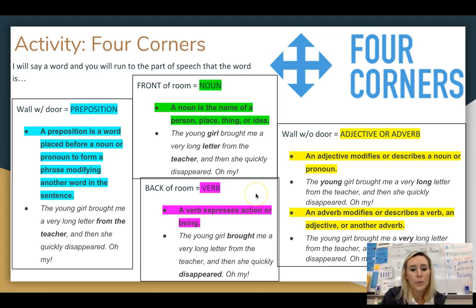All right, verbs are pretty easy. A verb expresses an action or a being. The young girl brought me a long letter from the teacher, and then she quickly disappeared. Oh my.